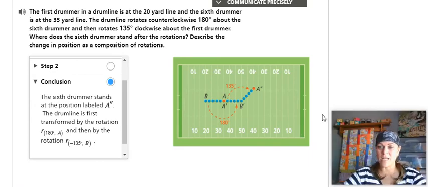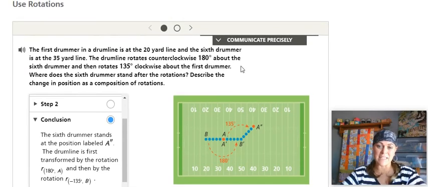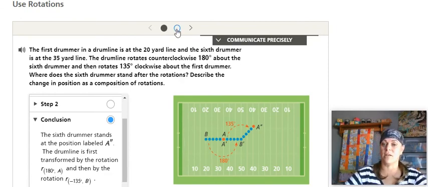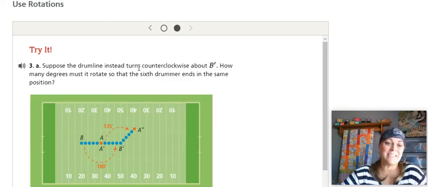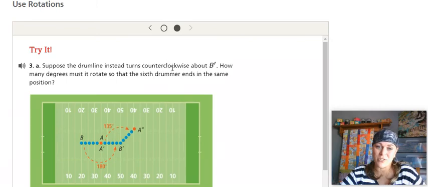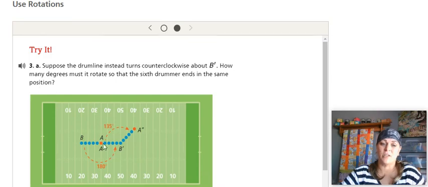So visualize it. Anytime there's a visual, and it's especially multi-step, you draw the visual so that you can understand and comprehend what's going on. There's another one in Try It. Suppose the drum line instead turns counterclockwise around point B prime. How many degrees must it rotate so the sixth drummer ends up in the same position? So sixth drummer, instead of going 135 this way, how much would you have to go this way counterclockwise to end up at A prime? So good luck.